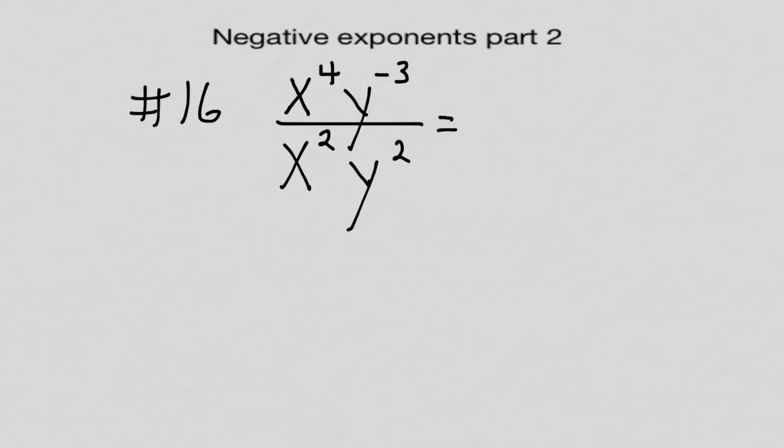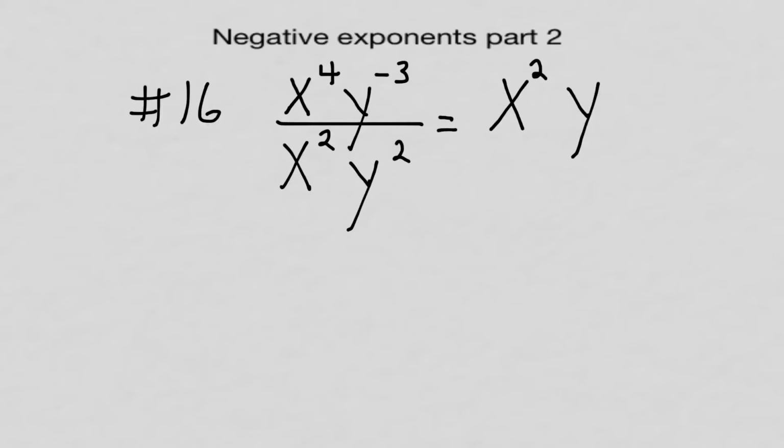Alright, let's take a look at this one. This combines some stuff that we learned over the last couple weeks and some of the stuff we learned today. We got two things going on here, x's and y's. So I'm going to go ahead and put those down, x and y. The first one, you got x to the fourth over x squared. You subtract the exponents. 4 minus 2 gives you 2.